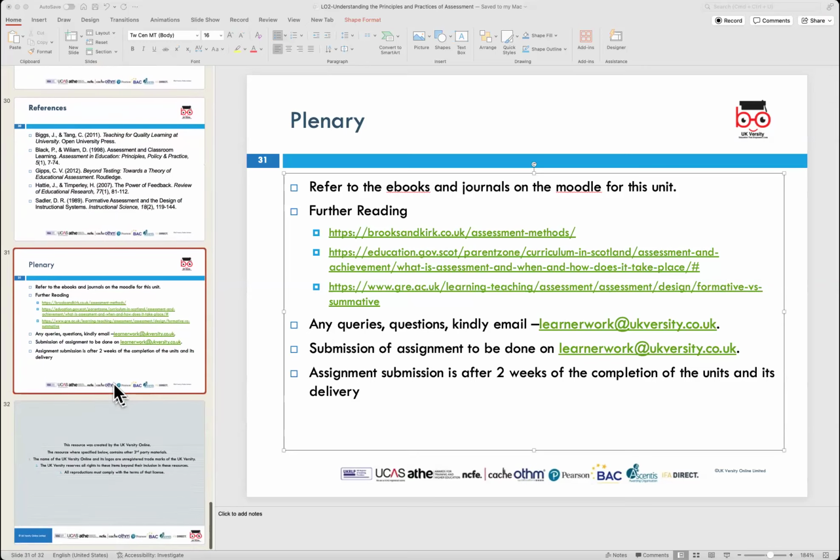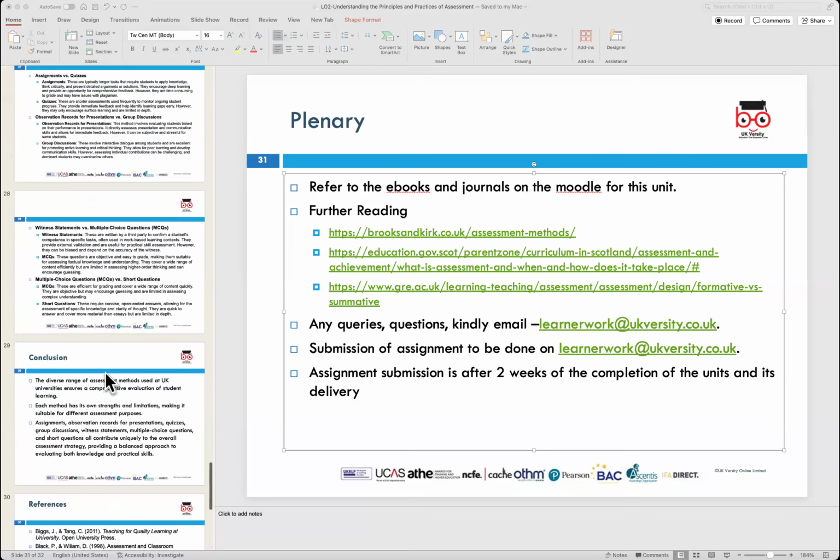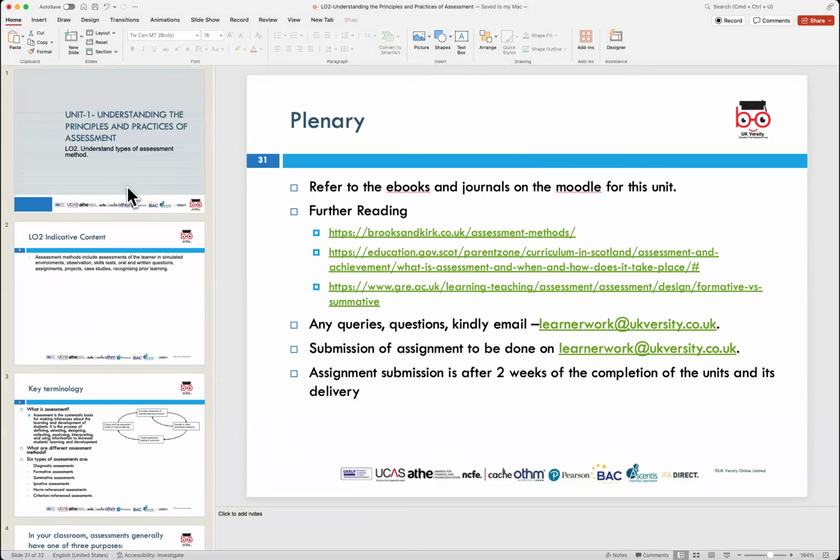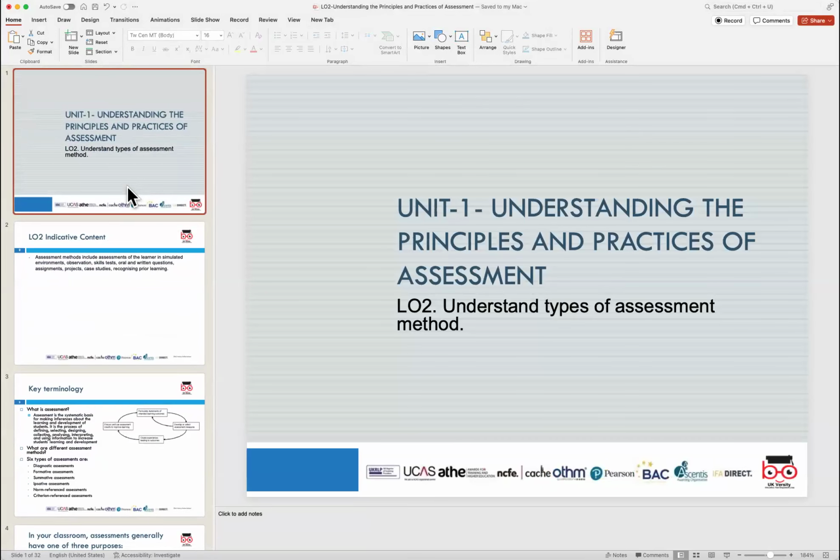I hope you have found this session to be useful. We're going to meet up next week to cover Learning Outcome 3. Until then, please read the slides and also one or two handouts which I'm going to put up, which talk about 16 different forms of assessment, and that would be useful to get a fuller grasp of this learning outcome.